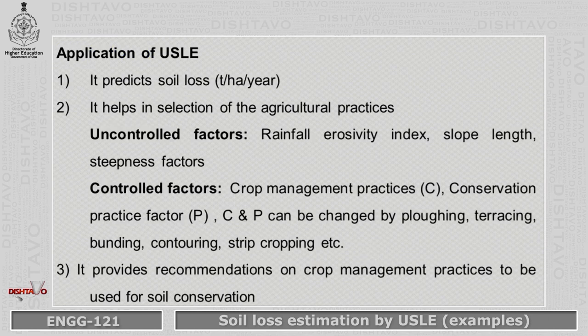So, applications of USLE. It predicts soil loss in tons per hectare per year. Average annual soil loss will be calculated. It helps in selection of different agricultural practices. Factors like soil erosivity index, slope length, and steepness factor we can't control. But factors like crop management practices and conservation practices, that is C and P, can be controlled by practices like ploughing, terracing, bunding, contouring, and strip cropping. It provides recommendations on crop management practices to be used for soil conservation.